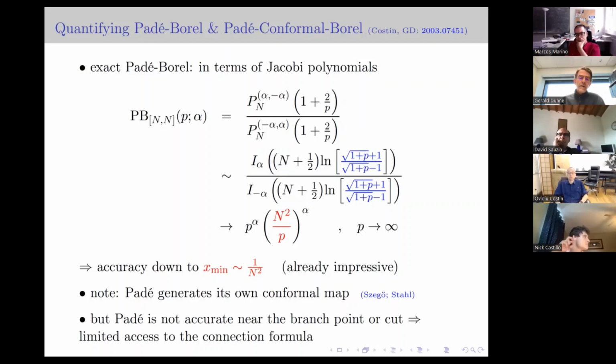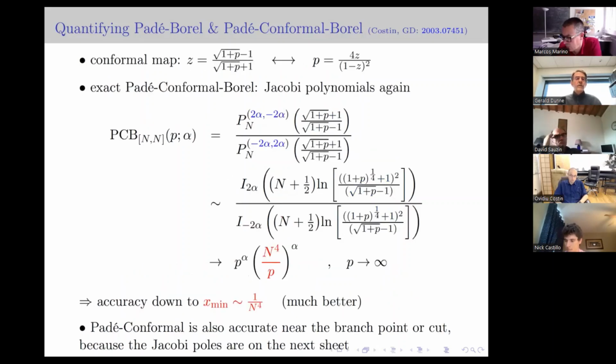But one of the problems with Padé is that even though it gives you a very good extrapolation in this sense from large x down to small x, it's not very accurate near the branch point or near the cut. So it's not very good at accessing the connection formula. Fortunately, there's a very simple cure for this, which is just to make a conformal map. So remember, this problem has one branch point, which I've normalized here to be at -1. So there's a branch cut, say, going from -1 down to -infinity.